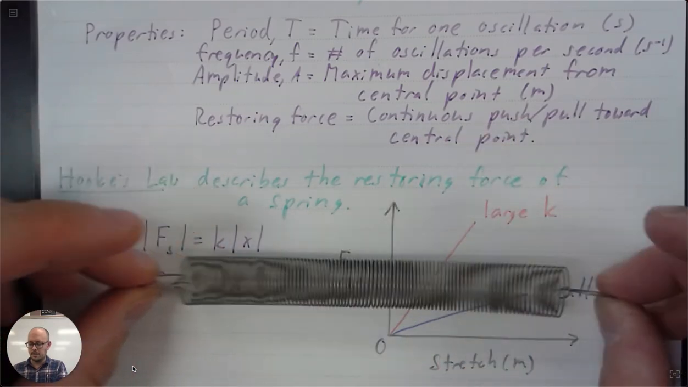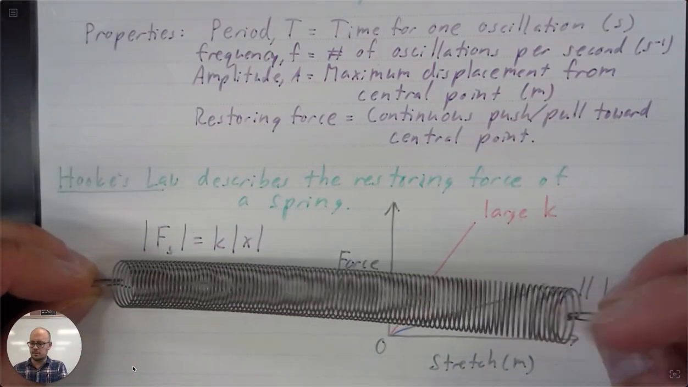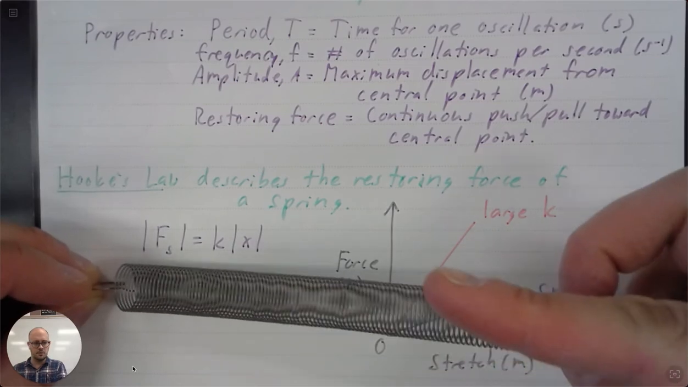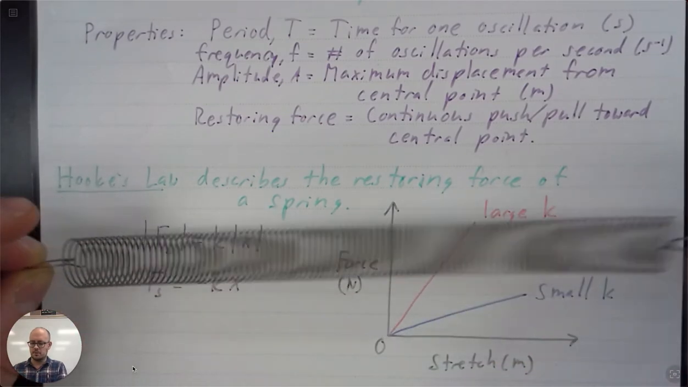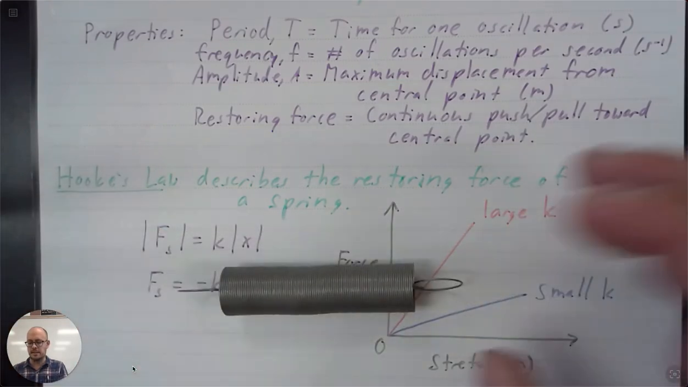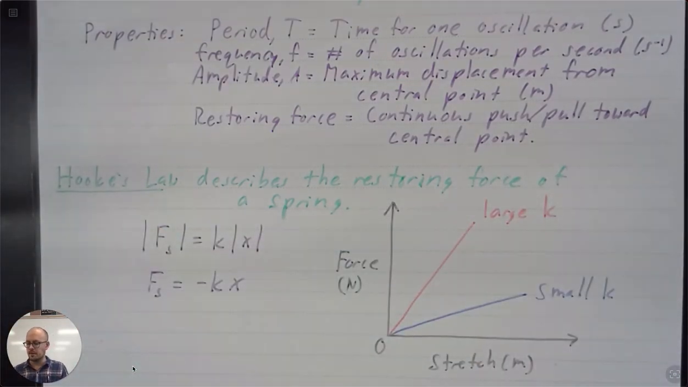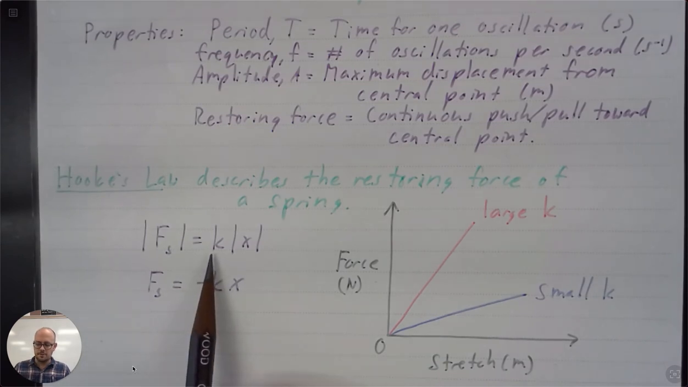Now, because I'm pulling with both hands, you have to recognize that there's a spring force on my right hand that points to the left, and a spring force on my left hand that points to the right. And so the spring force pulls or pushes in opposite directions at the same time.